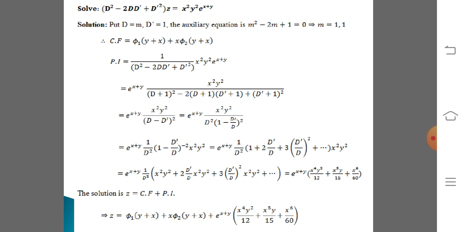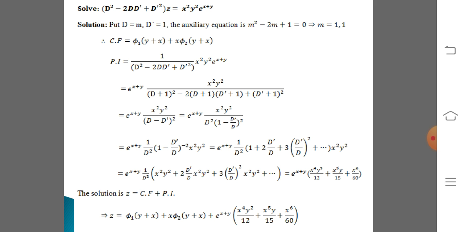Therefore, CF is phi 1 of y plus mx plus x into phi 2 of y plus mx. Here the value of m is 1. Therefore, CF is phi 1 of y plus x plus x into phi 2 of y plus x. Let us take a particular integral. So, PI is given by 1 by D square minus 2 D D dash plus D dash square into x square y square into e power x plus y.